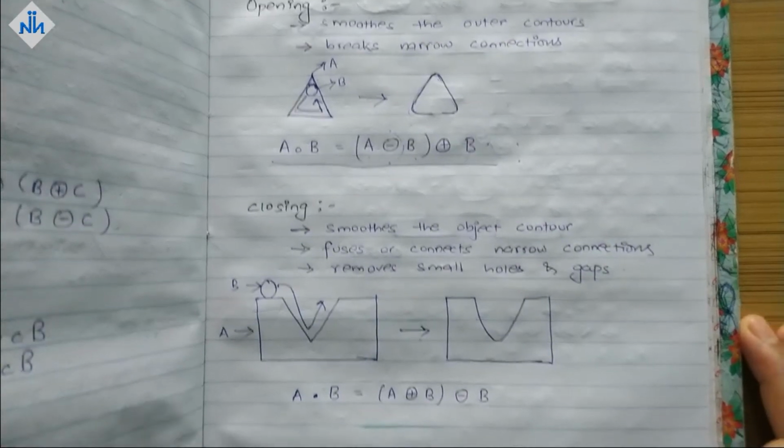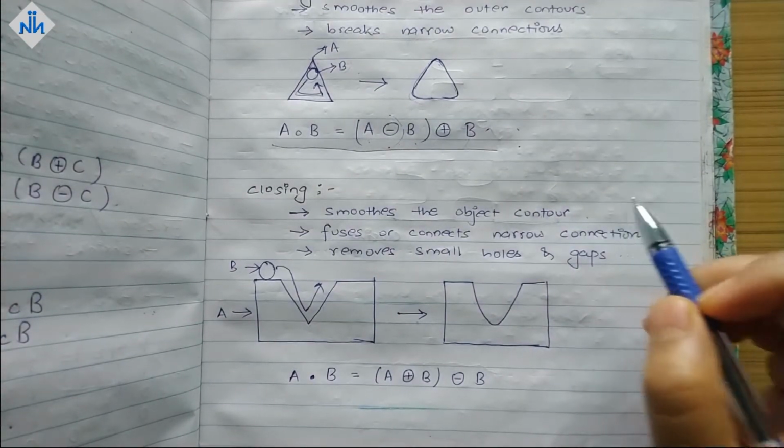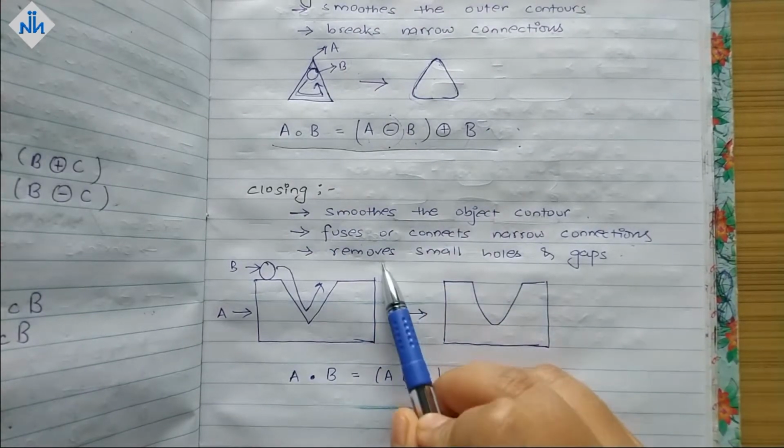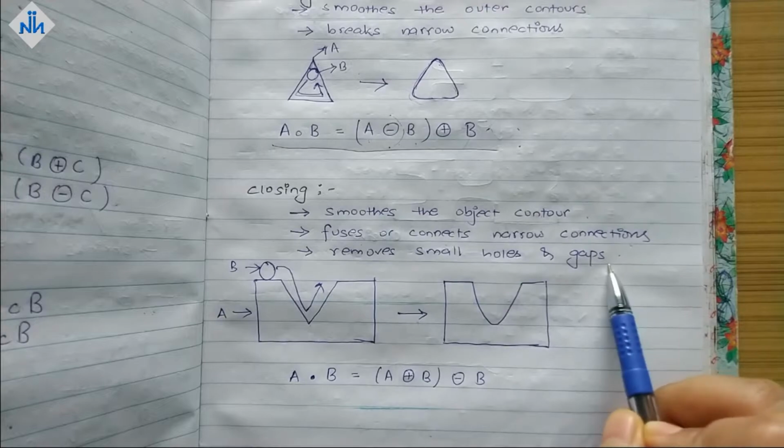What closing does, it smooths the outer contour. It fuses or connects narrow connections and it removes small holes and gaps.